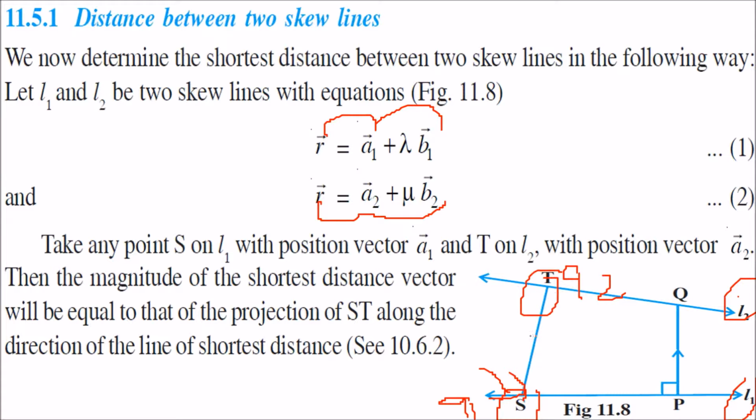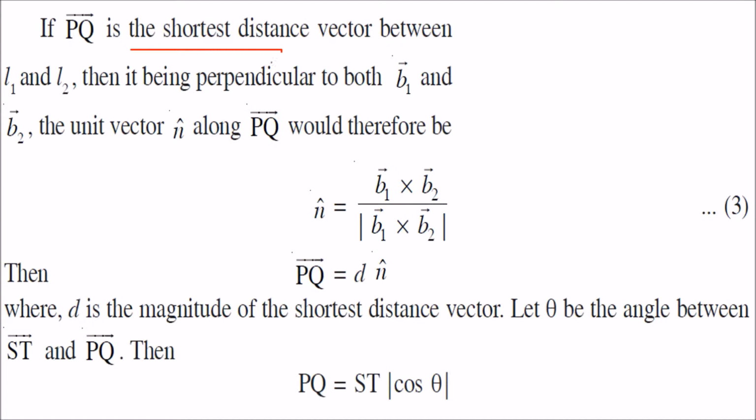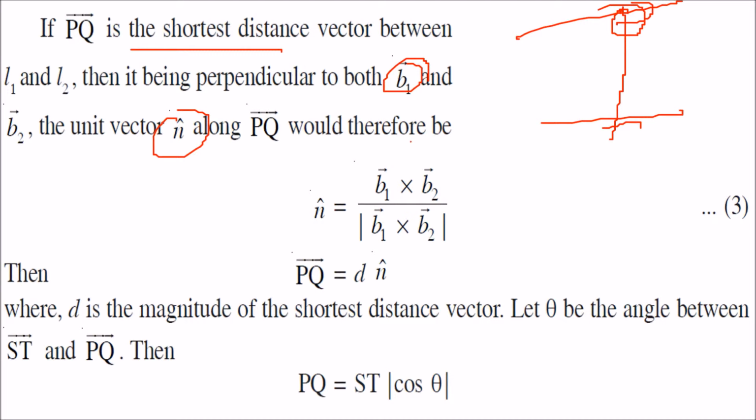Now the magnitude of the shortest distance between the lines will always be equal to the projection of this ST along the direction of the line of shortest distance. So we just have to take the projection of this line on that shortest distance. If PQ is the shortest distance between L1 and L2, then because perpendicular distance is the shortest distance, this line is perpendicular to B1 and also perpendicular to B2. So we have a unit vector n cap along PQ, which is perpendicular to both B1 and B2, so n cap is B1 cross B2 divided by the magnitude of B1 cross B2.